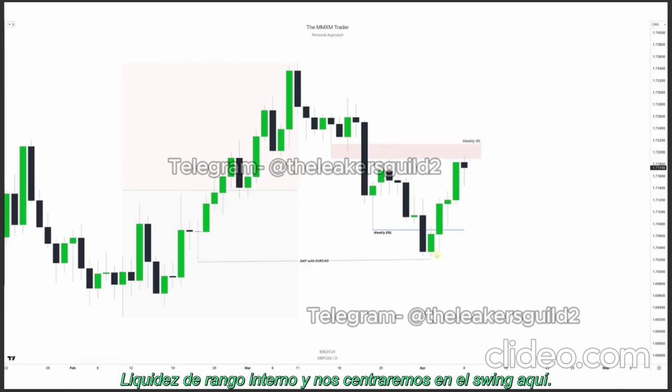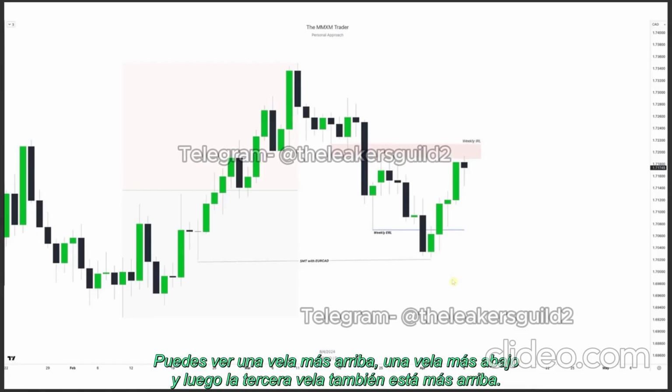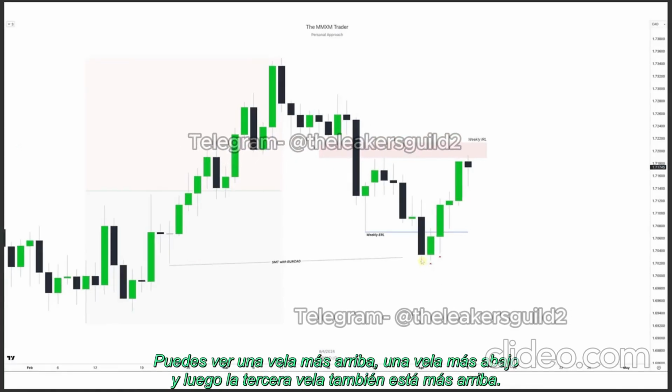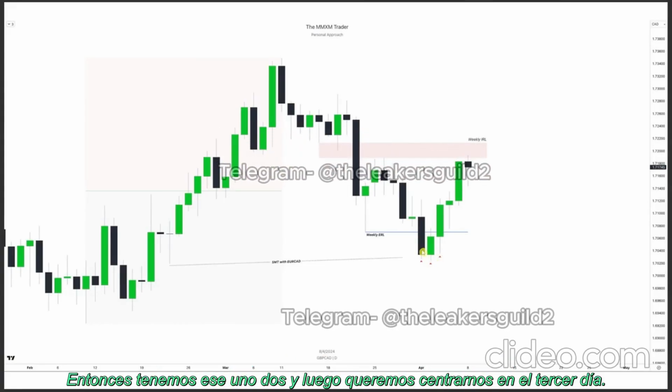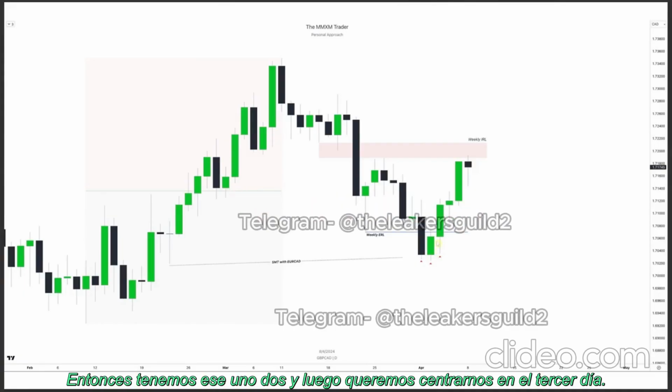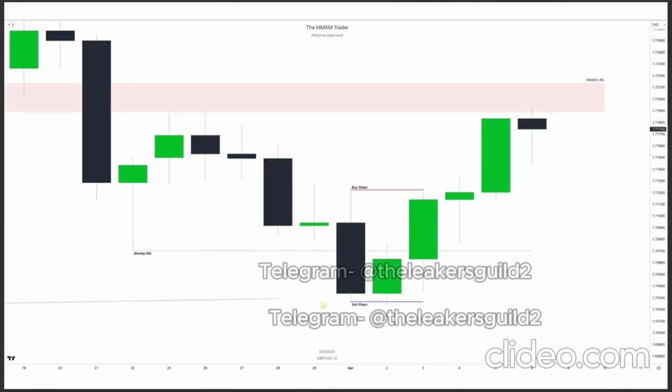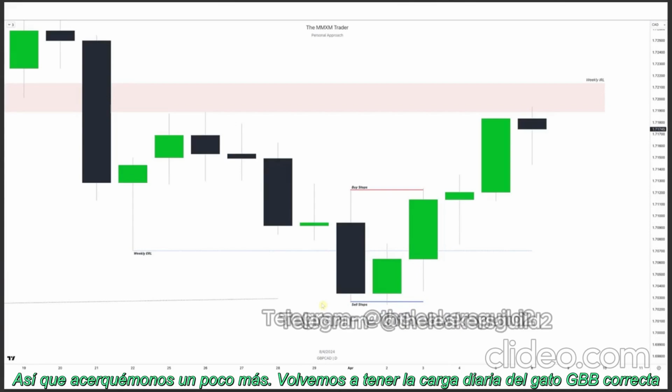And we're going to focus on the swing over here. You can see one candle higher, one candle lower, and then the third candle is higher as well. So we have that 1, 2, and then we want to focus on the third day. So let's zoom in a little bit more. We've got that GBP CAD daily chart, right?